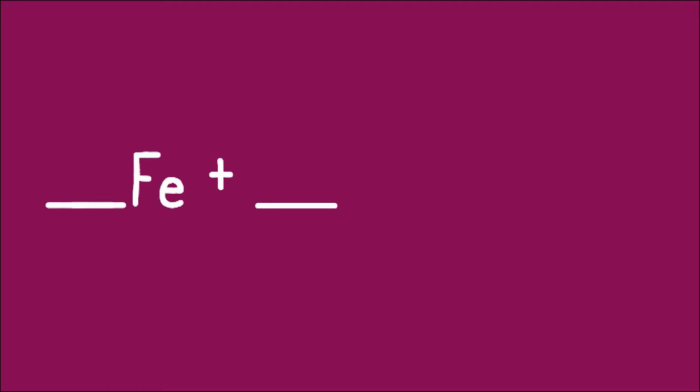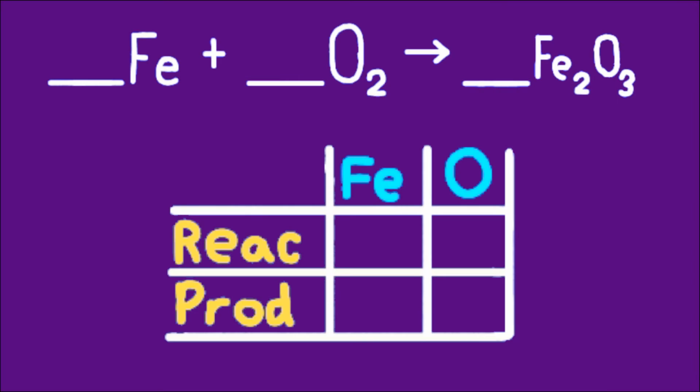Iron plus oxygen yields ferric oxide. In the past videos, we created a table with reactants and products in it, so we are also going to apply it in this chemical equation. What we have on the left side is one iron atom and two oxygen atoms. On the right side, we have two iron atoms and three oxygen atoms.